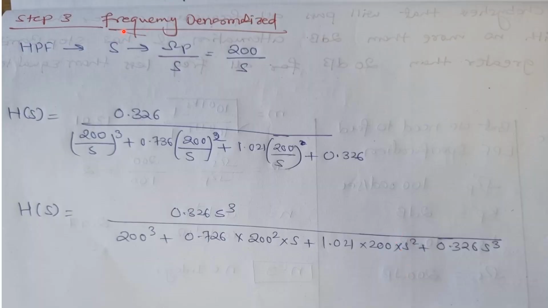Now the third and final step is frequency denormalization. Now we know we need to find the high pass filter specification. So instead of s, we need to replace s by omega p by s. Omega p we know is 200. We need to take the original omega p upon s. Then you replace this value and you will get H(s).